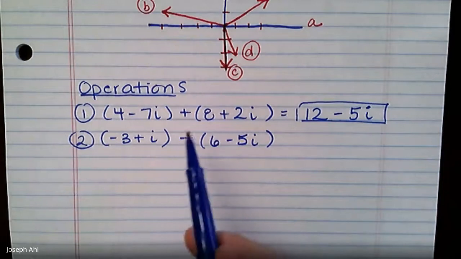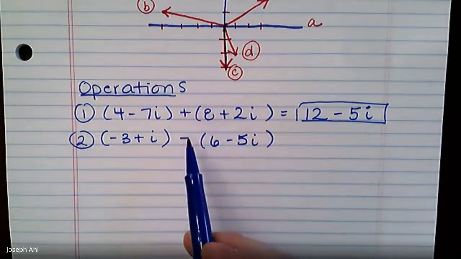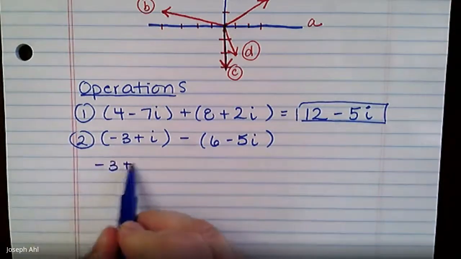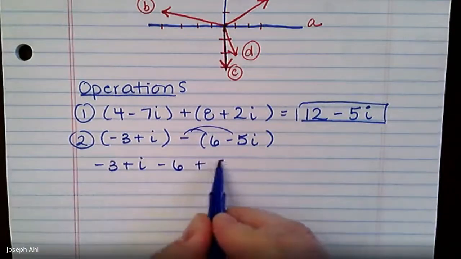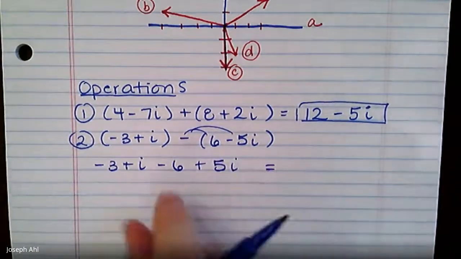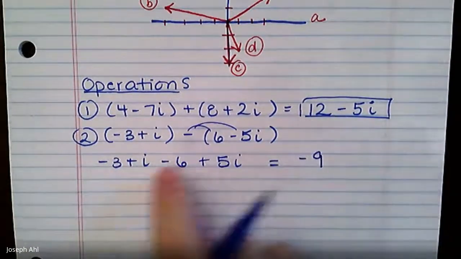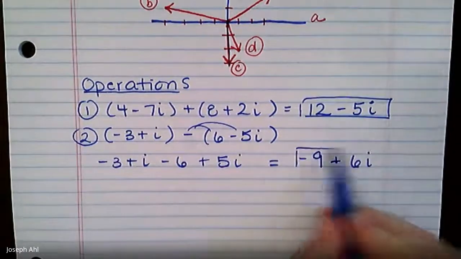So subtraction is going to be very similar. You can add the opposite, right? If you want to distribute that negative in, that might be a good idea. So just to break this down into one more step, I'm going to distribute that negative throughout and make it minus 6 with a plus 5i. And then combining like terms here, negative 3 minus 6 is negative 9. i plus 5i is now plus 6i.